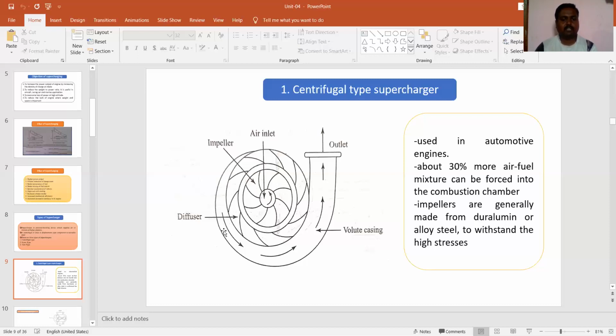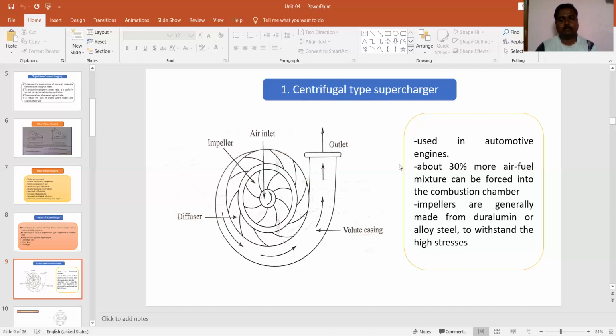Initially air comes in at this position, the pressure is less. When air passes through this impeller and diffuser, the pressure of air is increased. When pressure is increased, the density will be increased. This high pressurized, high density air or air-fuel mixture is supplied to the engine cylinder. This is the centrifugal type supercharger.